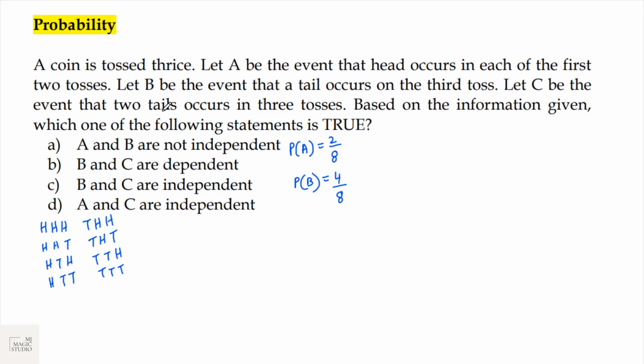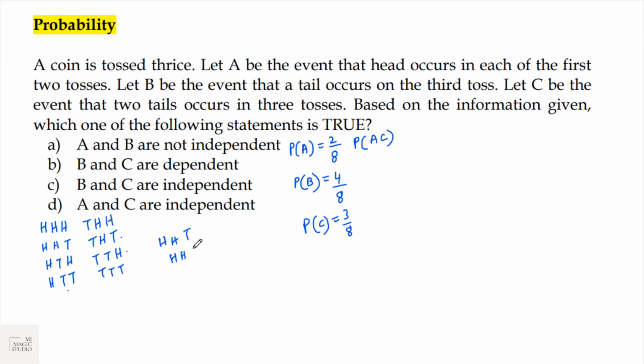Let C be the event that 2 tails occur in 3 tosses. 2 tails, 1 case, 2 cases and 3 cases. So 2 tails occur in 3 cases. Based on the information, which one of the following statements is true? Now we can see that options given are about independence of AB, BC and AC. So first let us find what is A intersection C. A intersection C means head occurs in each of the first 2 tosses.